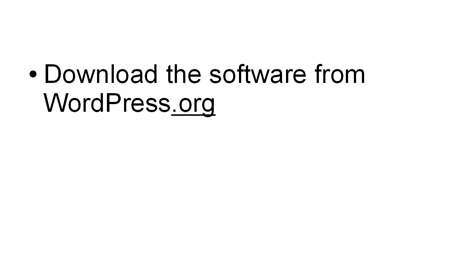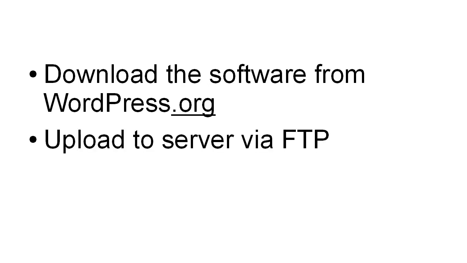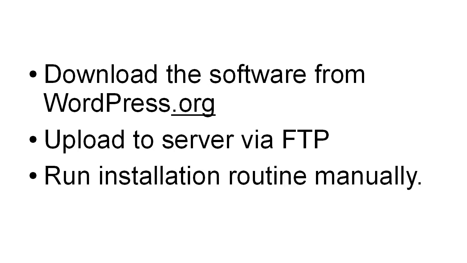So basically what we're going to do in this video is download the software from wordpress.org, and it's important you go to wordpress.org, not wordpress.com. We're going to upload to the server via FTP, and then we're going to run the installation routine manually. This is how you do it.